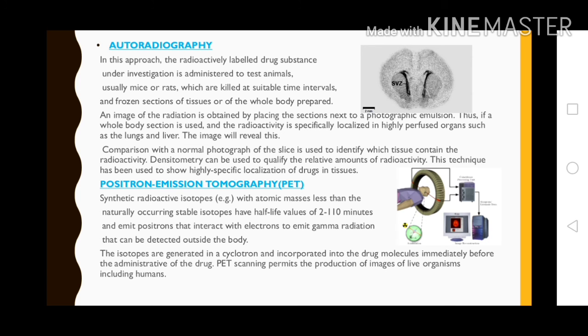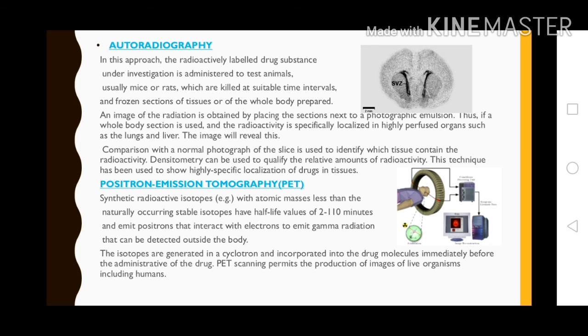The third is autoradiography. In this approach, the radioactively labeled substance under investigation is administered to test animals, usually mice or rats, which are killed at a suitable time interval, and frozen sections of the tissues or of the whole body are prepared. Then an image of the radiation is obtained by placing the sections next to a photographic emulsion.